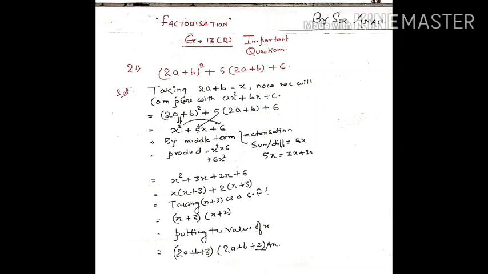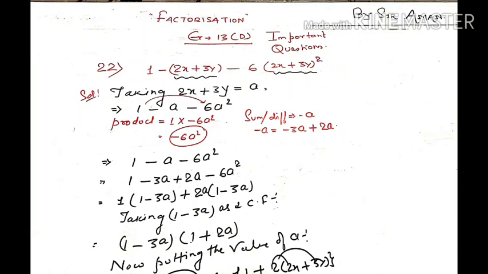Now what we have to do after this, you see, we will put the value of x. What was the value of x? 2a + b. So in the place of x we will write 2a + b, and 3 is left. The same we will do in the second term: 2a + b + 2, so it is our required answer. Okay, let us see another question.